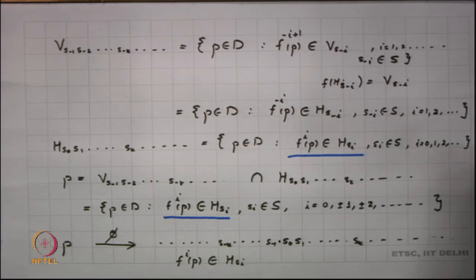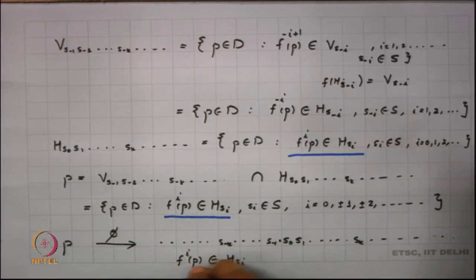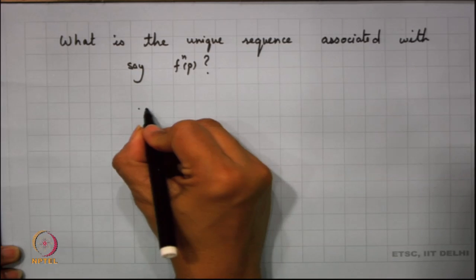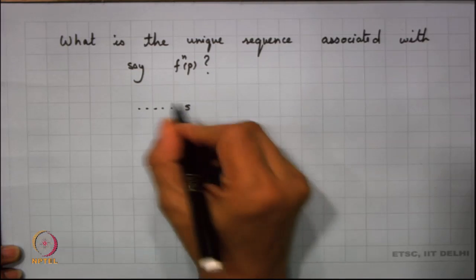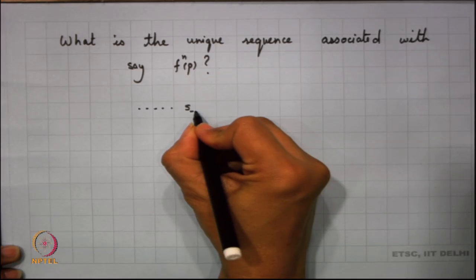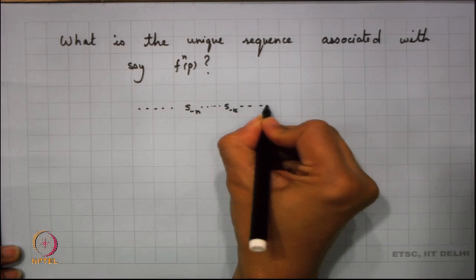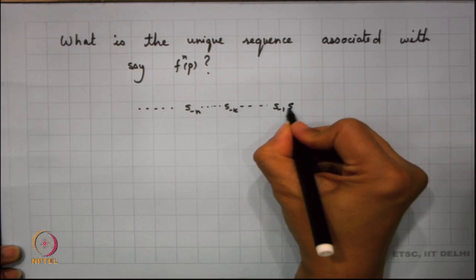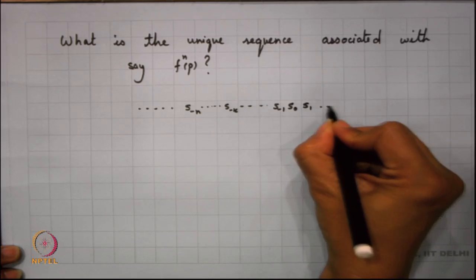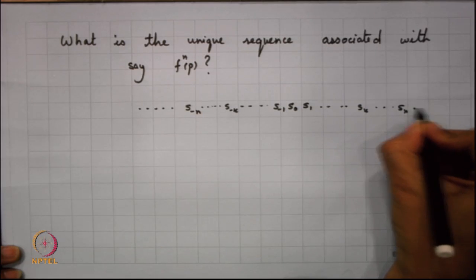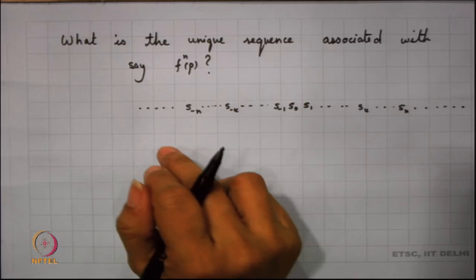So, in all cases I have that my association is given in this particular manner, and so when I am looking into this particular sequence, let me write this sequence: S_{-n}, ..., S_{-k}, ..., S_{-1}, S_0, S_1, ..., S_k, ..., S_n and so on. So, what happens to F and P?